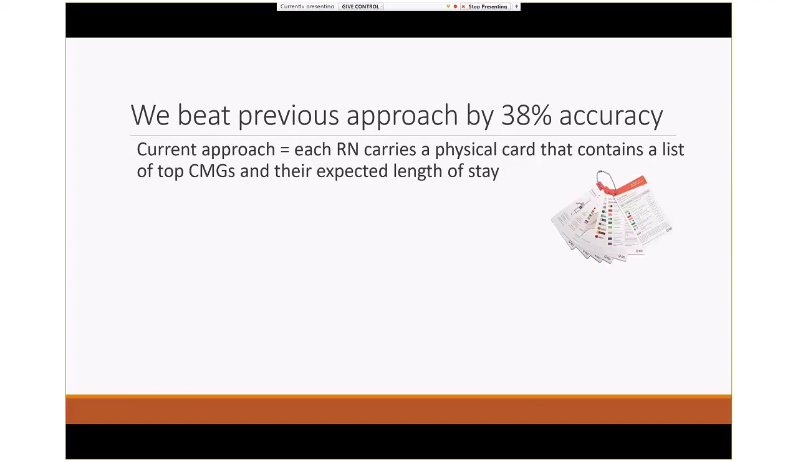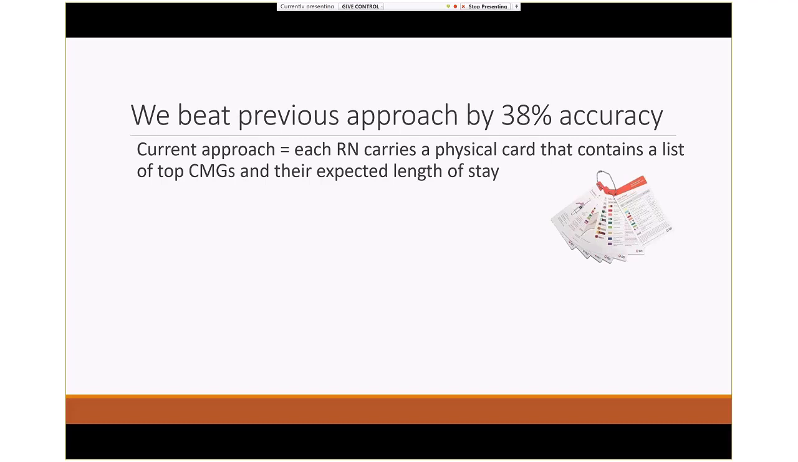The key takeaway for me from our lesson is we're able to beat the existing approach by 38%. The existing approach is that each nurse will carry a physical printed card and keep it in their pocket. What this card contains is a list of the top CMGs, you can see it as the major disease categories like diabetes and congestive heart failure, and the expected length of stay based on a historical average for those. So that was the previous approach.